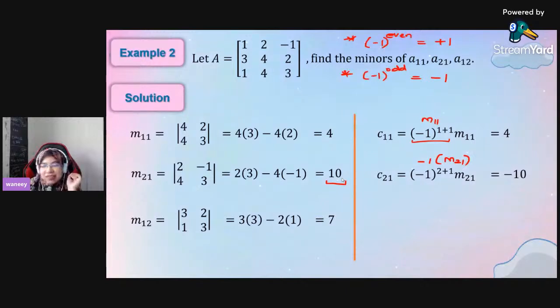Okay, so again, I'll give you 1 minute. Try to calculate what is C12. So I already calculate C11, C21. You calculate the last one. What will be the answer for C12? 1 minute.